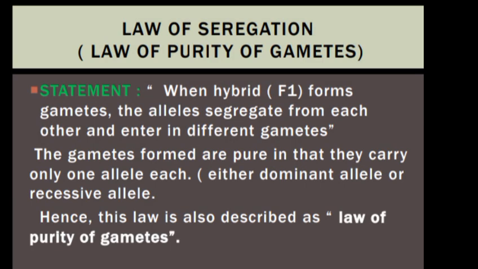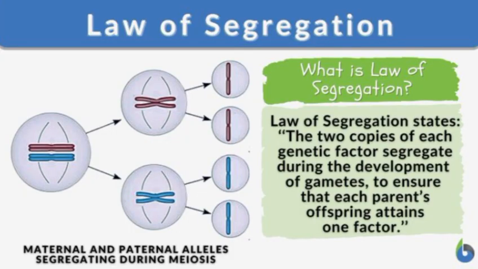The second law is law of segregation, also called as law of purity of gametes. The statement is when hybrid F1 generation forms gametes, the alleles segregate from each other and enter in different gametes. The gametes formed are pure in that they carry only one allele each, either dominant allele or recessive allele. Hence, this law is also described as law of purity of gametes. They never blend or mix with each other. They always segregate during gamete formation and enter into individual or different gametes.